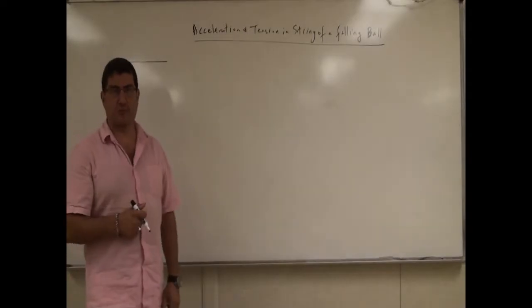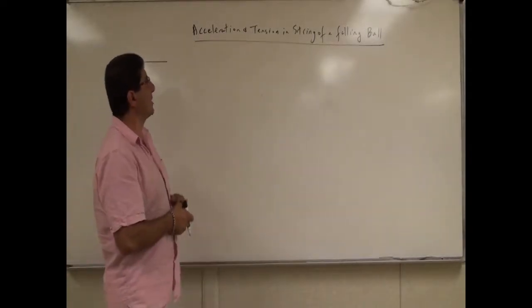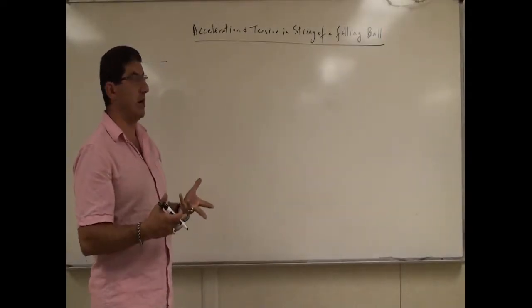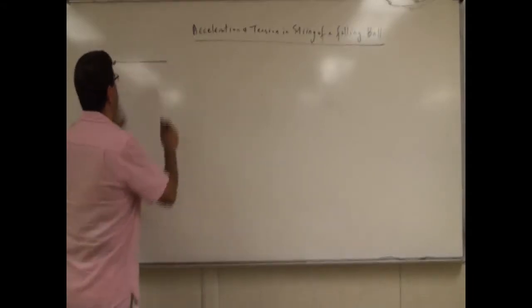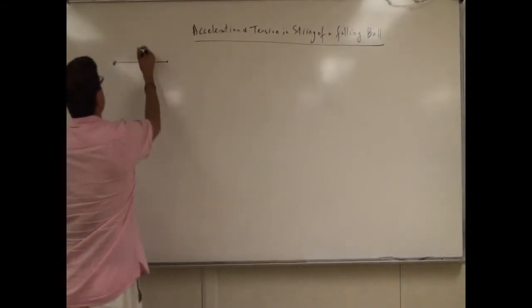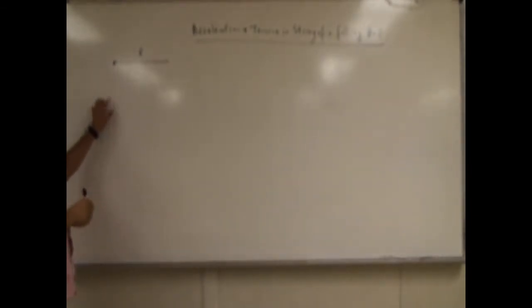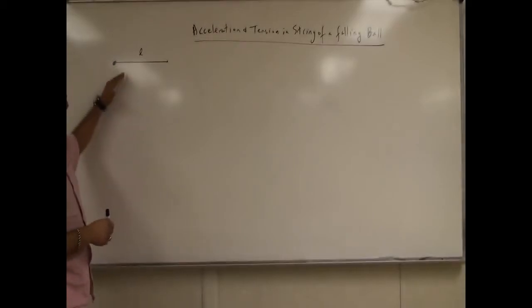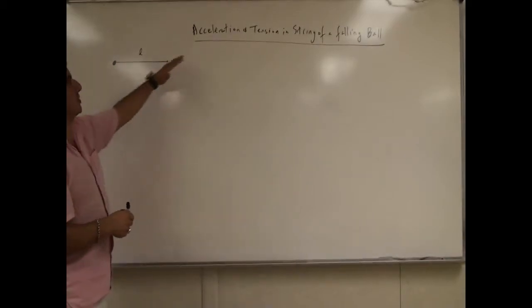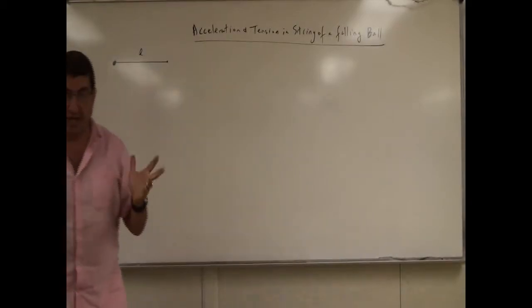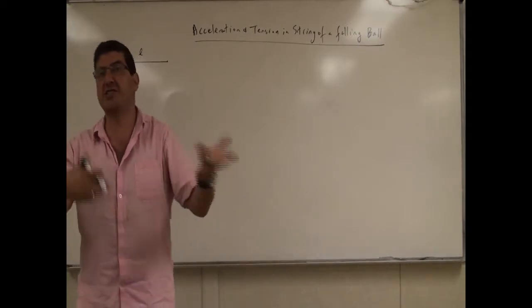Okay, welcome back. Now the problem I'm going to do is calculating acceleration and tension in a string of a falling ball. So we have a string here, pivoted about the end. This is length L. Then we're going to release this and analyze the acceleration of the ball as the string is coming down, right? And we're also going to analyze what happens to the tension in the string, and we can ask different questions based on this.